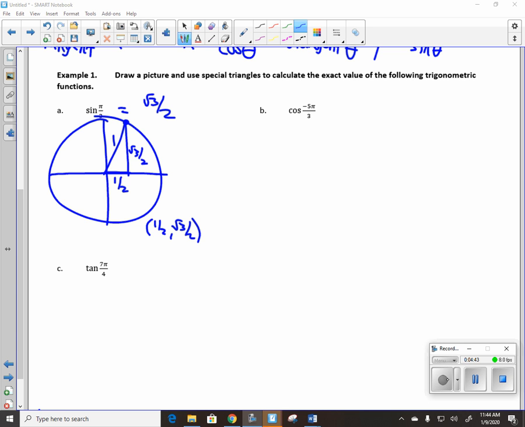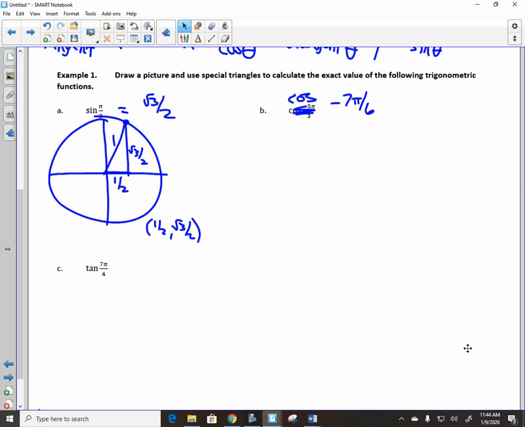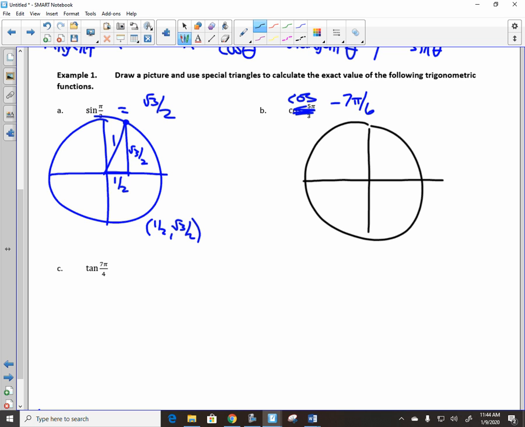The next one, we're not going to do negative 5 pi over 3. We'll do negative 7 pi over 6. Cosine of negative 7 pi over 6. Okay. Who can tell me the angle of negative 7 pi over 6? Negative 210. What quadrant will that place me in? Second quadrant. Everybody agree that that's my shape there? So I have a 30, 60, 90. Can somebody give me that coordinate? Negative root of 3 over 2, 1/2. So cosine is which value? The x value. So therefore the cosine of negative 7 pi over 6 is negative root of 3 divided by 2.